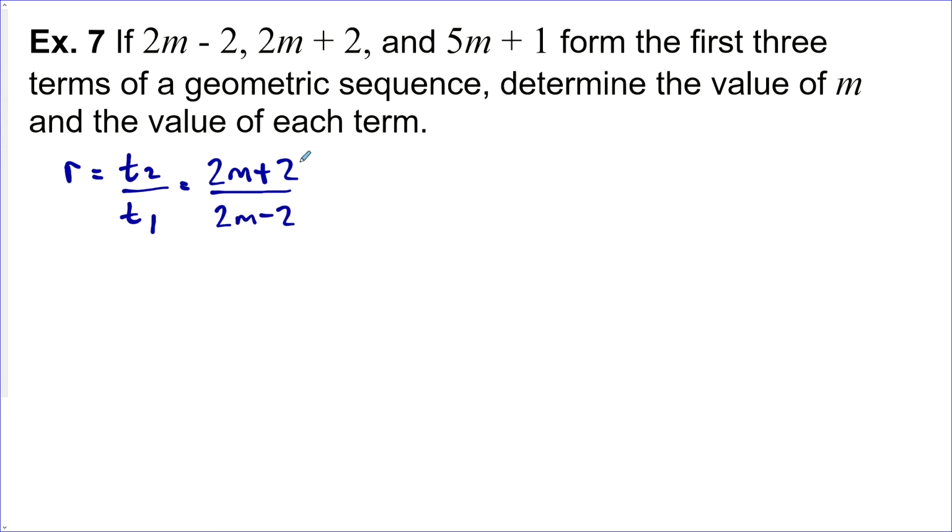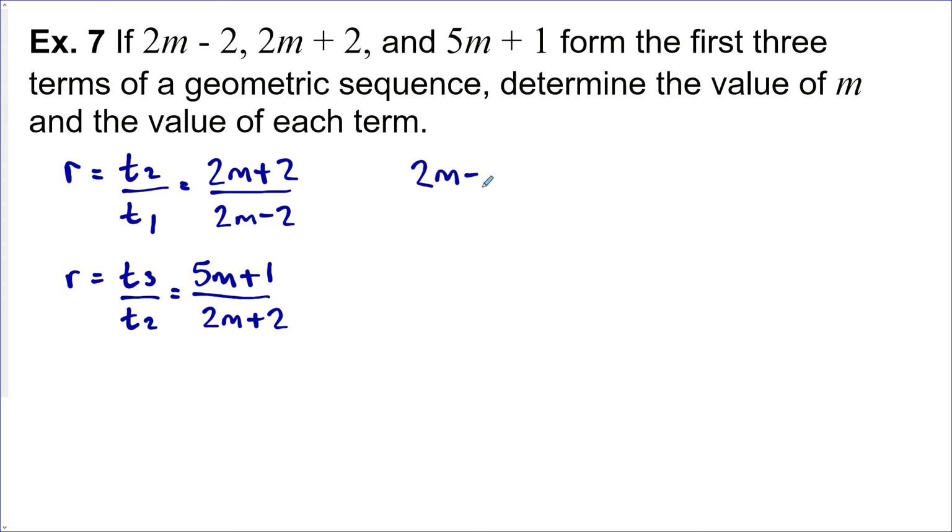Now, I can't do anything with that, so what else can we do here? r also equals T3 divided by T2. So this would be 5m plus 1 divided by 2m plus 2. And what should I do with that? So I've got 2 r's here, so they're actually equal. So let's set them equal. 2m plus 2 divided by 2m minus 2 is equal to 5m plus 1 divided by 2m plus 2.